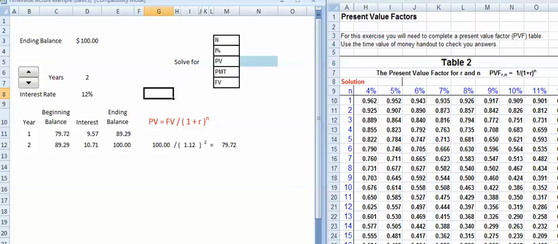So in terms of calculating present values, we can use our formula, which simply says the future value divided by 1 plus r to the n will give us our present value. We could also consider using our financial calculators.